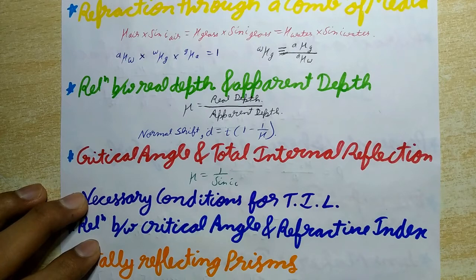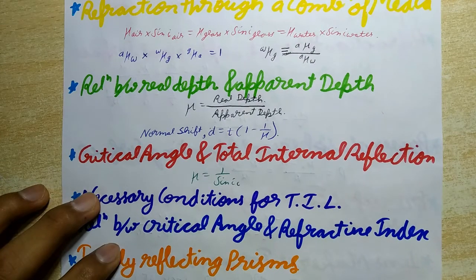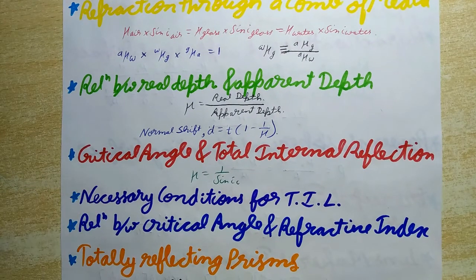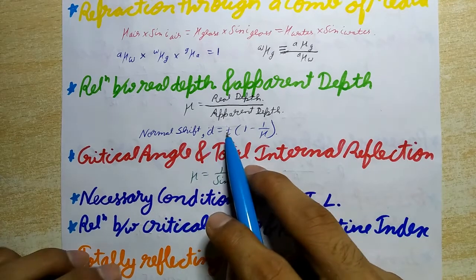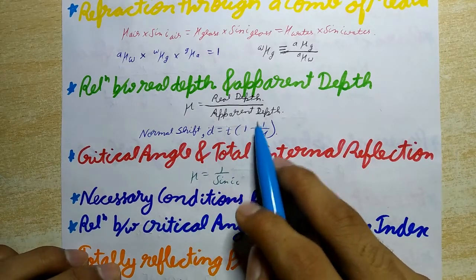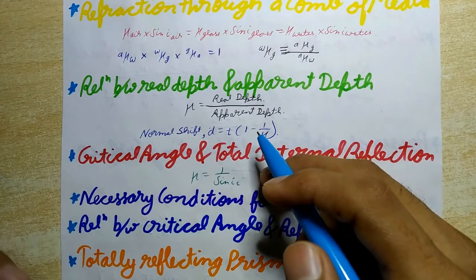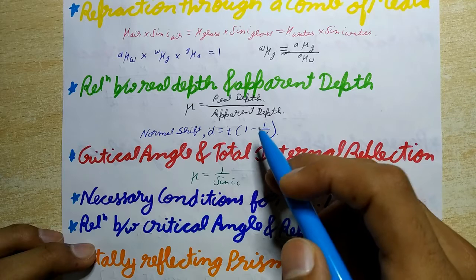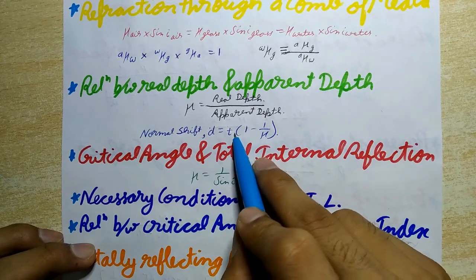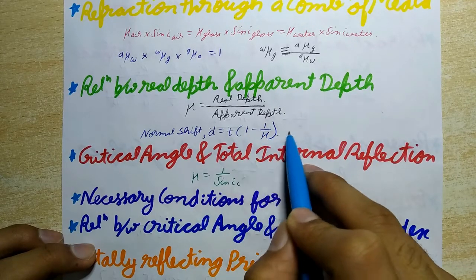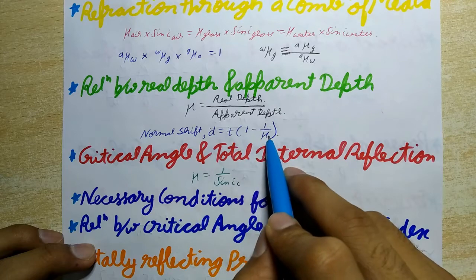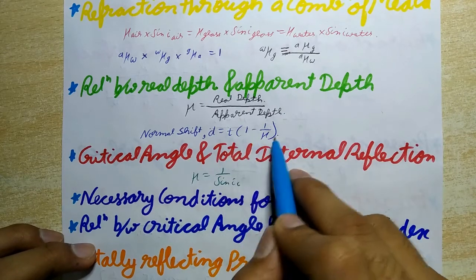Now the height through which an object appears to be raised in a denser medium is called normal shift. So normal shift d is equal to t times the bracket 1 minus 1 upon mu. And similarly the total normal shift of the compound medium is equal to t1 (1 minus 1 upon mu1) plus t2 (1 minus 1 upon mu2) up to tn (1 minus 1 upon mun).